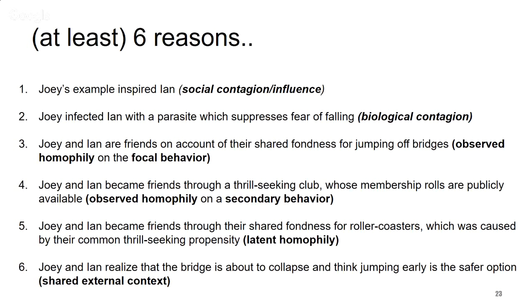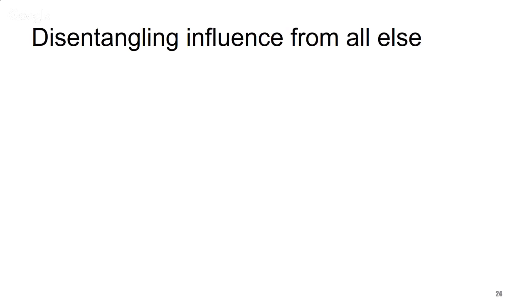There are at least six explanations for observing correlated behavior in dyads. And this is problematic if you're a researcher studying peer influence, because how do you disentangle influence from all these other five factors?